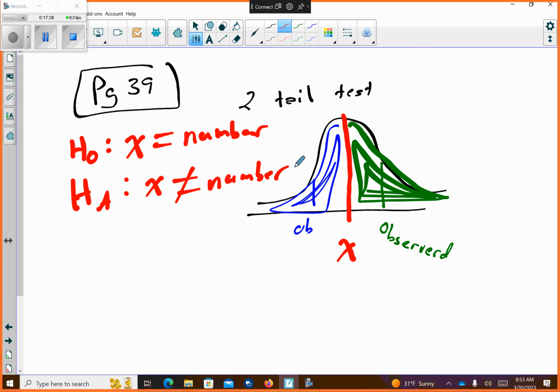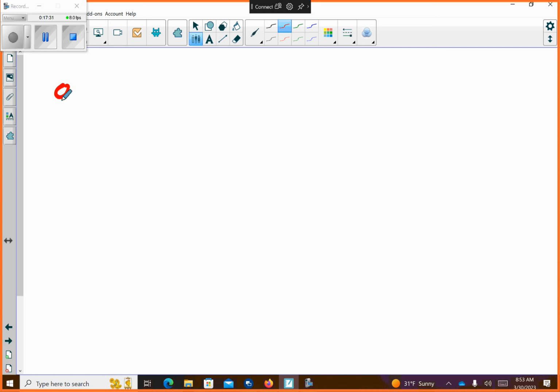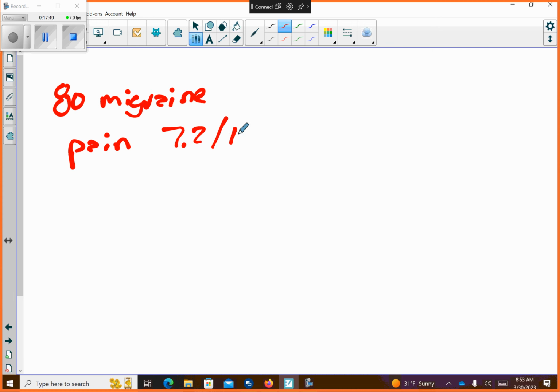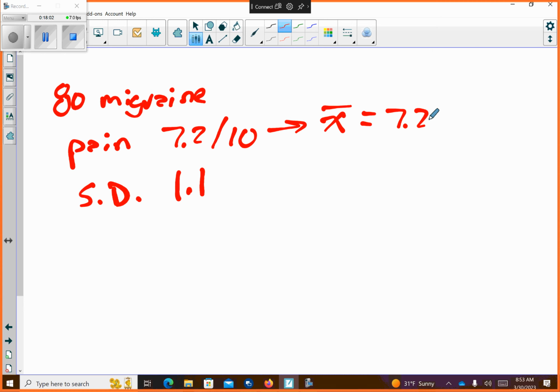So let's assume that we have 80 migraine people. Okay? And it's known that this group has an average migraine pain. So their pain threshold for these migraines is 7.2 out of 10, with a standard deviation of 1.1. Okay, so that means our mean is 7.2. Researchers want to know what the average pain level will be if each participant consumes more sugar than usual for an extended period of time.